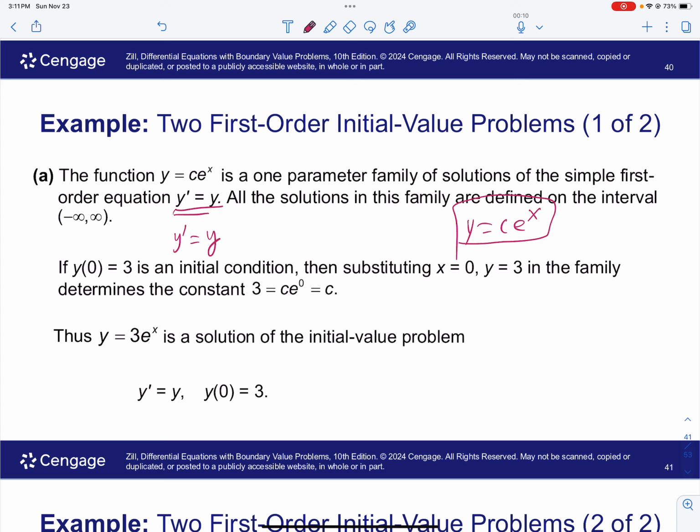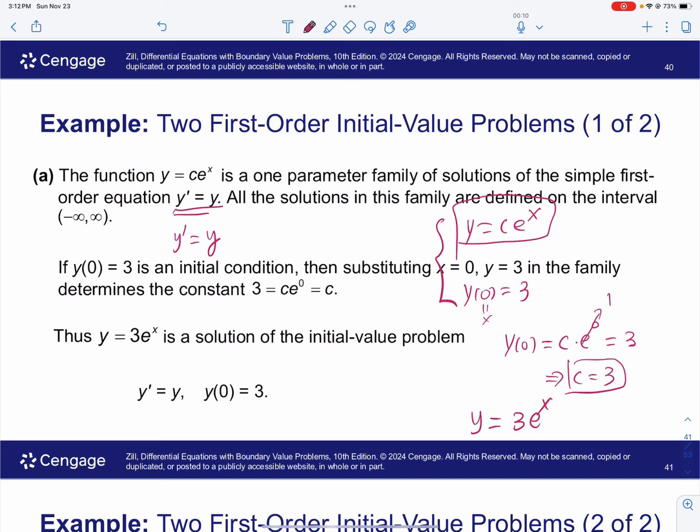Okay, so what will the initial conditions do? If we have an initial condition y(0) equal to 3, are you with me? This means when x equal to 0, y has to be equal to 3. Let's plug into the equation. y(0) = ce to the 0 has to be equal to 3. So then what could you say? c has to be equal to 3 because e to 0 is 1, no? Once you have c equal to 3, what do you have? y equal to 3e to the x.